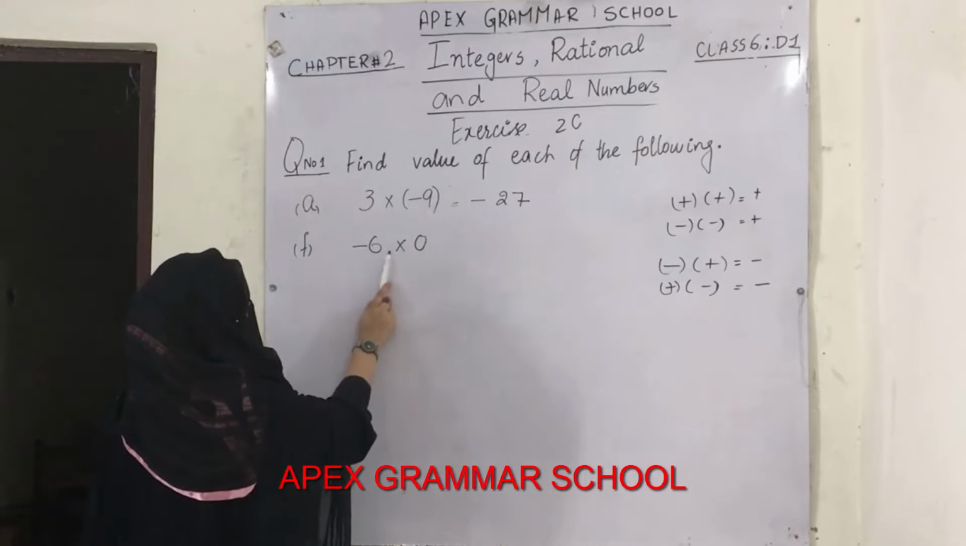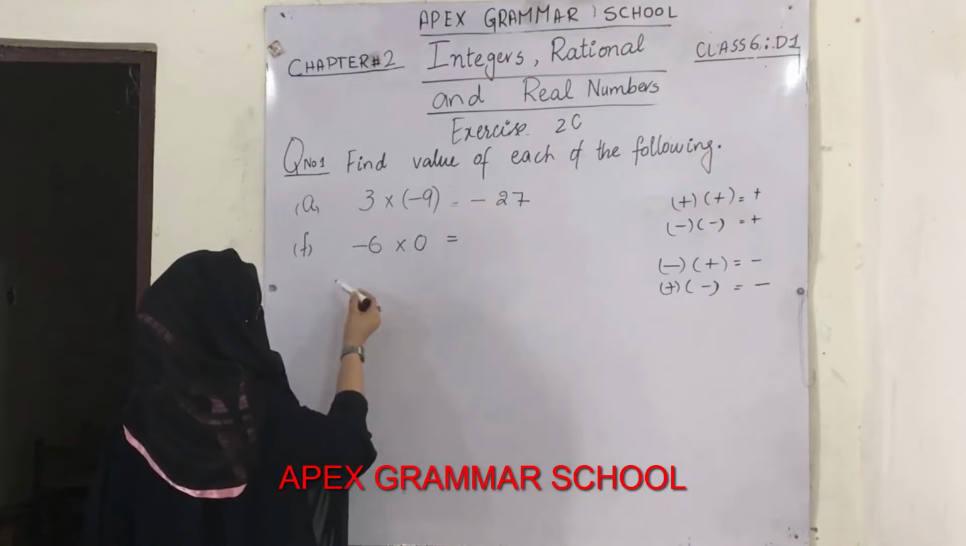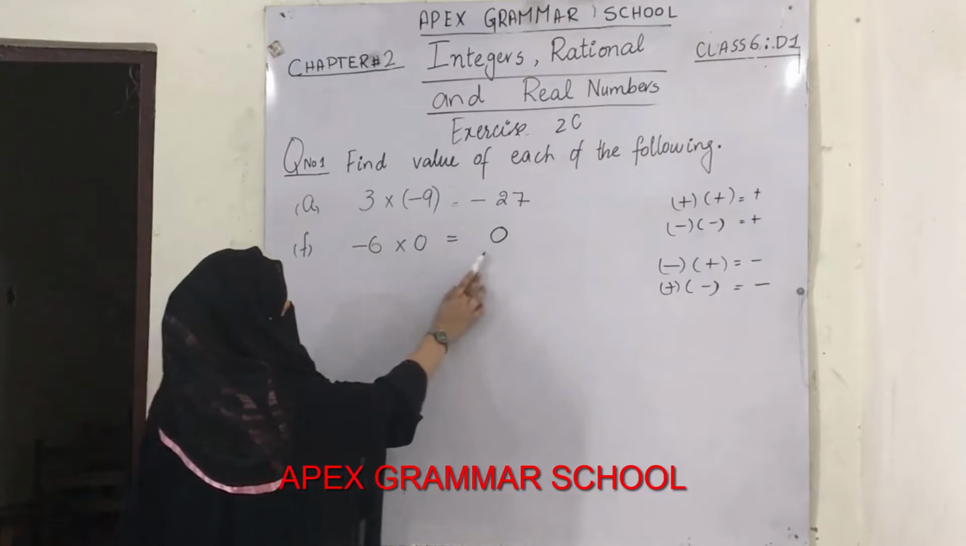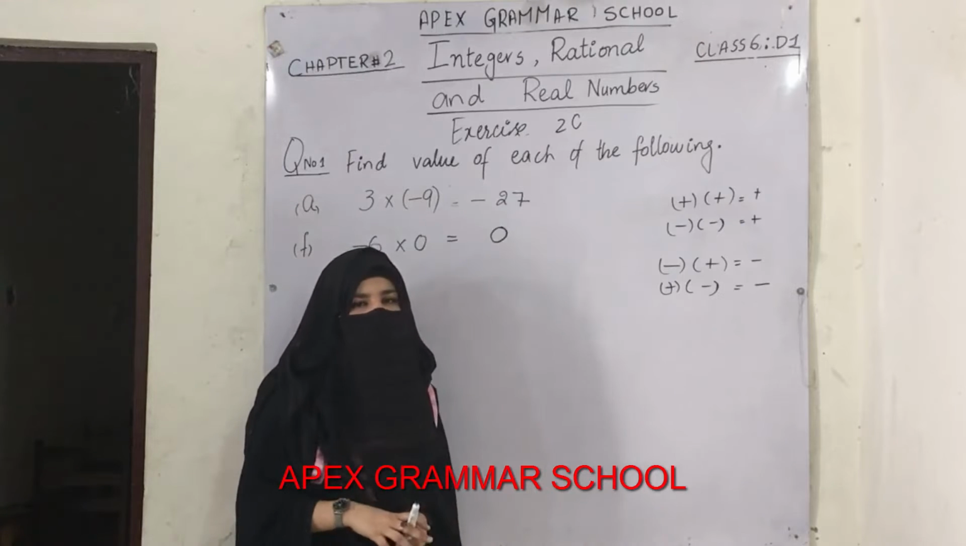F part, minus 6 multiplied by 0. As you know, when you multiply any number with 0, you get 0. But you will not write the sign of negative because 0 is a neutral value. So you will not write any sign with it.